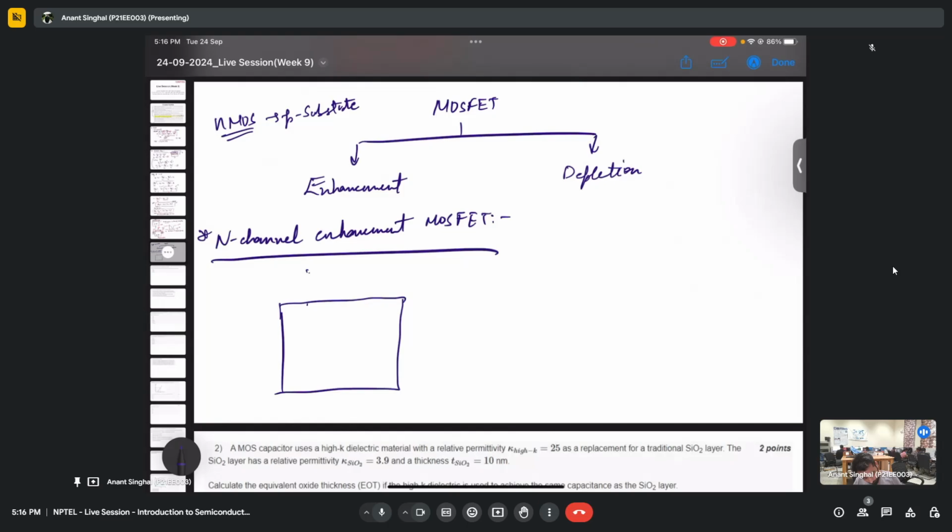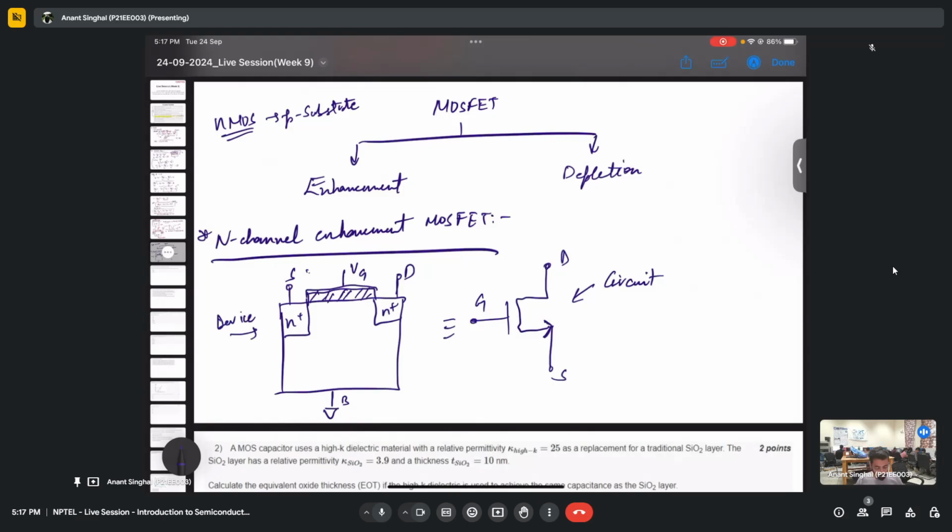I have two additional N plus implants over which I have this oxide and the gate voltage VG. So this is the source, this is the drain, and this is the body, which is grounded. In circuit language, I can draw it like this. Since the current goes from drain to source, this is the drain terminal, this is the source, this is the gate, and the body is always grounded, so I'm not drawing that. So this is how it looks from the circuit perspective, and this is the device.